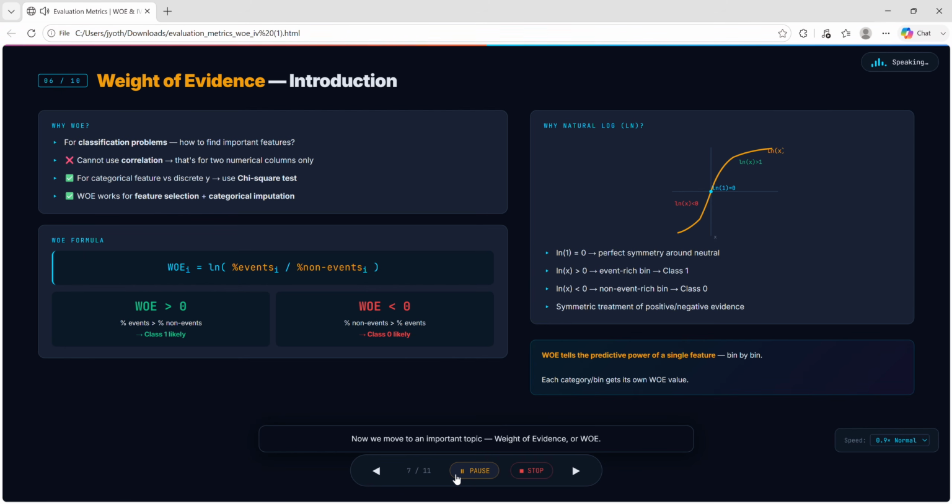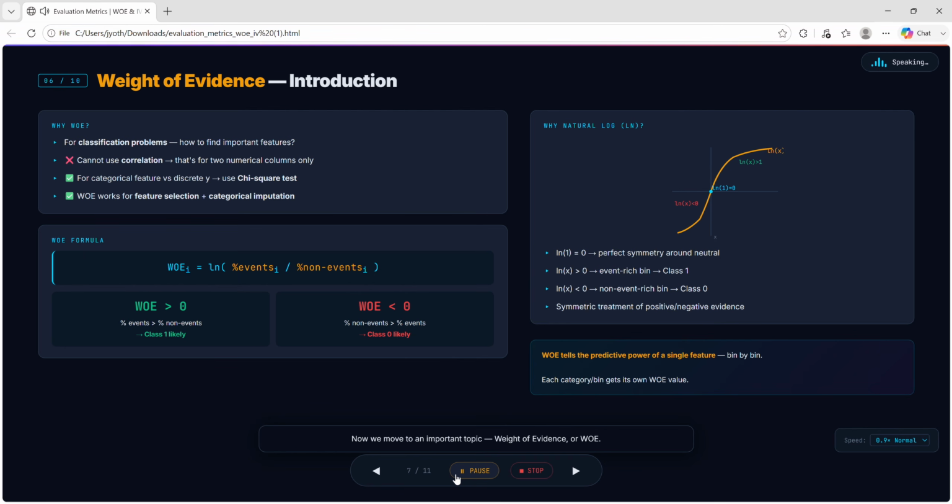Now we move to an important topic, weight of evidence, or WOE. Question: for a classification problem, how do you determine which features are important? You cannot use correlation. That only works between two numerical columns. For a categorical feature versus a discrete target, you can use the chi-square test. But a more powerful approach is WOE, weight of evidence.